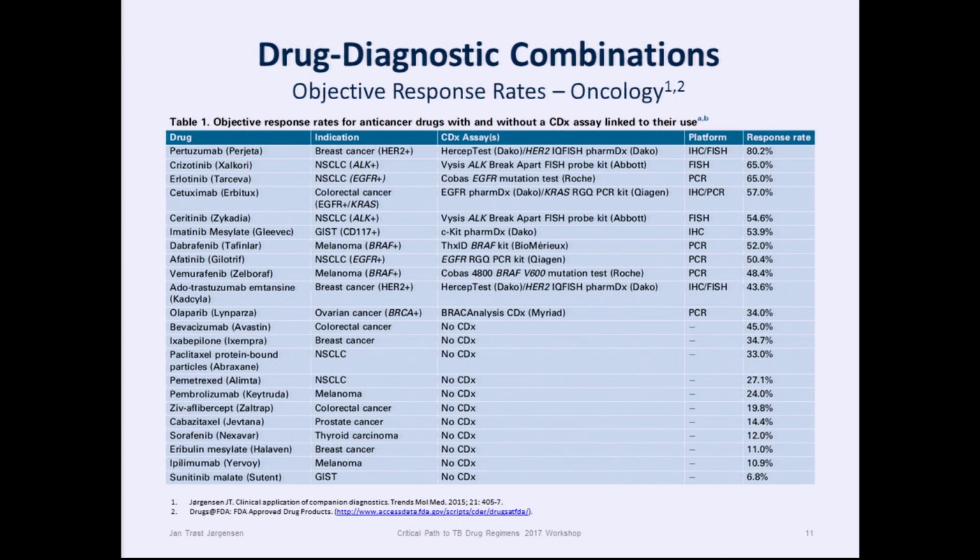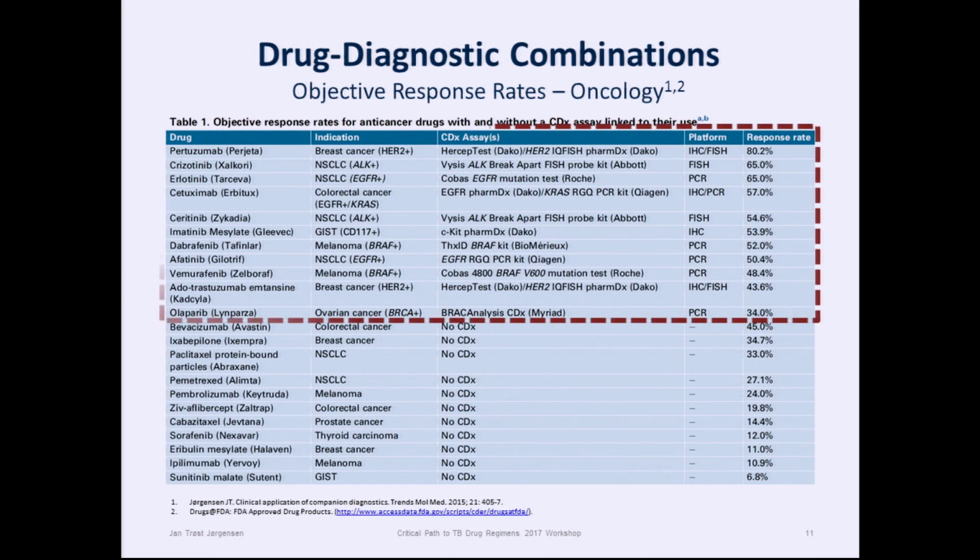And I also made a small survey which was published in Trends in Molecular Medicine some 1.5 years ago. I just went to the FDA's drug database and looked at oncology drugs that have been approved for advanced stage cancer over the last 15 years, so after the approval of trastuzumab. And then I looked at the response rates and divided them into two groups. One group where a drug diagnostic strategy was used for the development, and another group where this was not the situation.